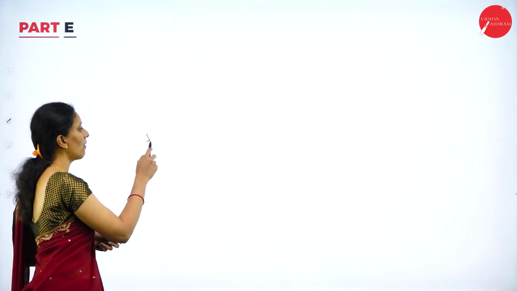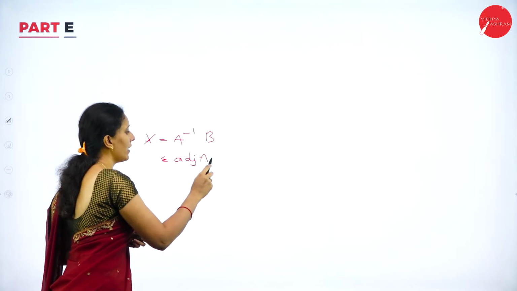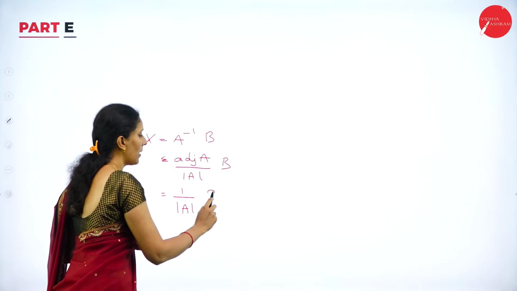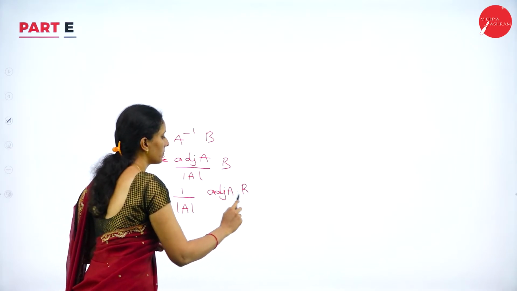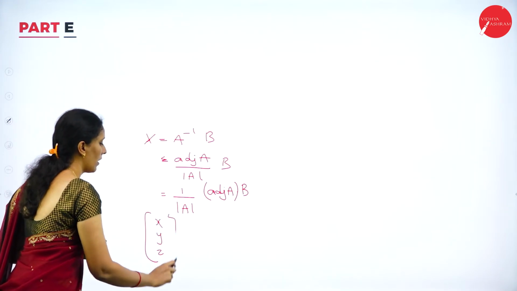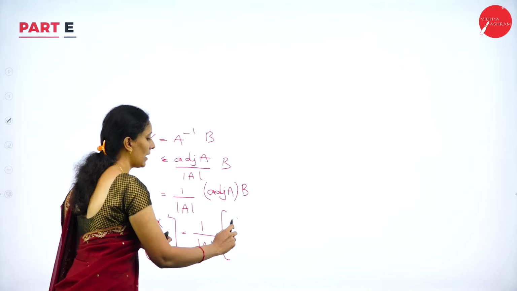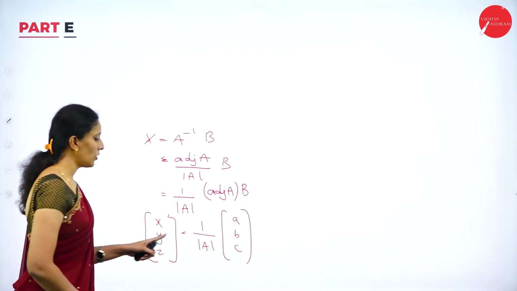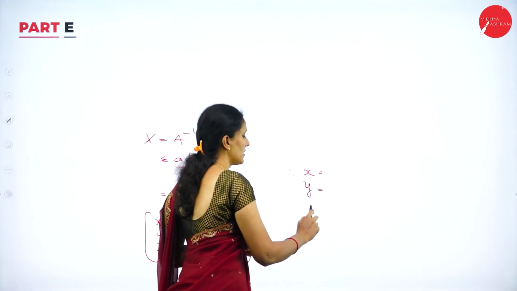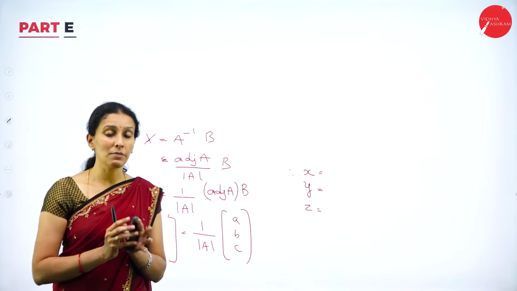So here X is equal to A inverse B, where A inverse is given by adjoint A divided by determinant A, into B. So separate 1 by determinant A, multiply adjoint A into B. So here you will get x, y, z, and here you have the value of determinant A. You will get a column matrix here also. For example, let me take it as A, B, C. Then divide the value by the determinant value. Then you will find the value of x, y, z. So this is how you are going to find the solution of simultaneous linear equations in terms of matrix method.